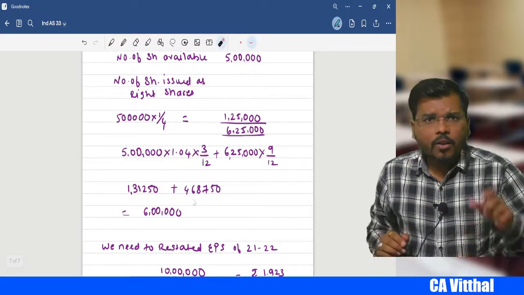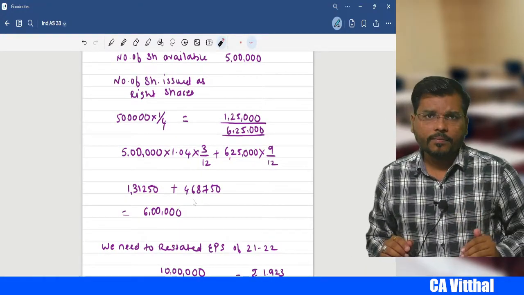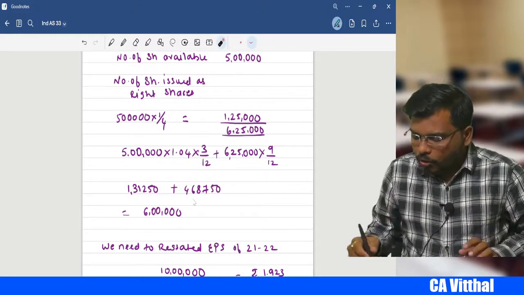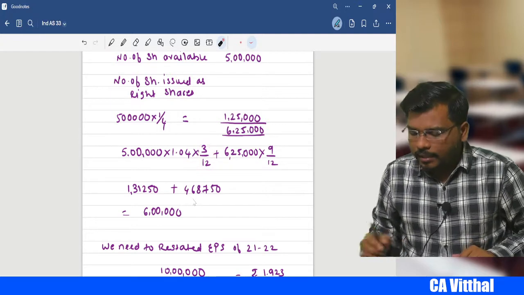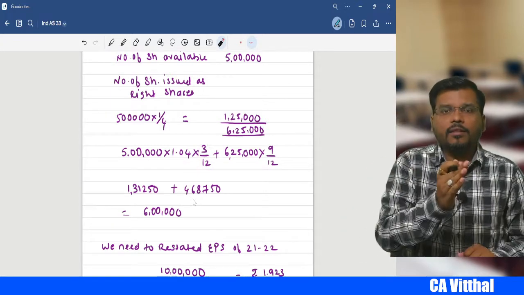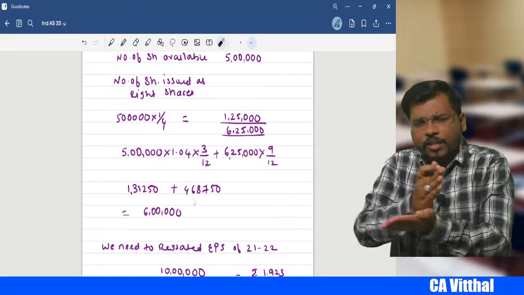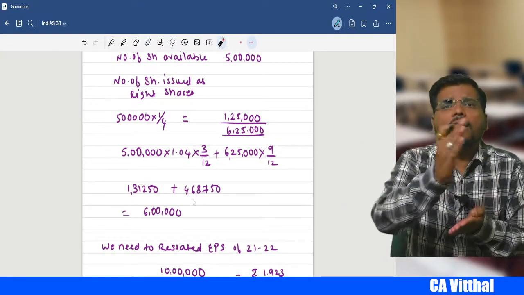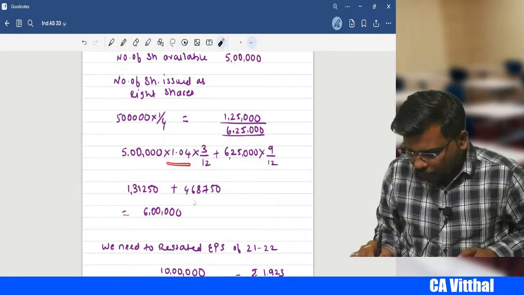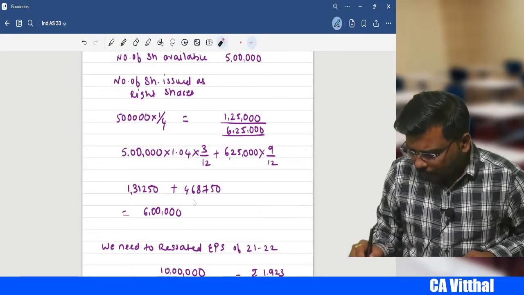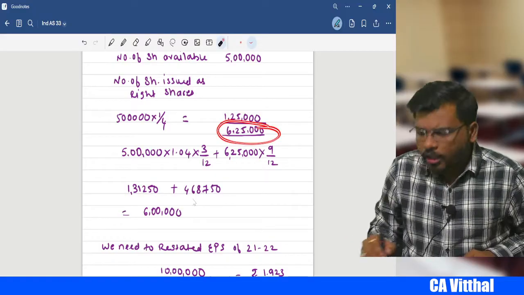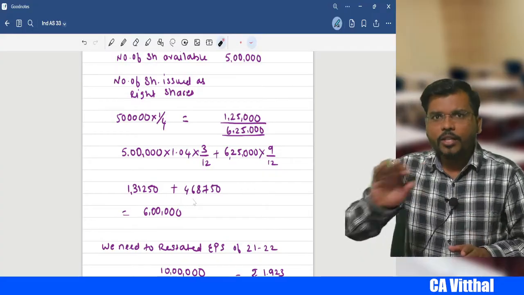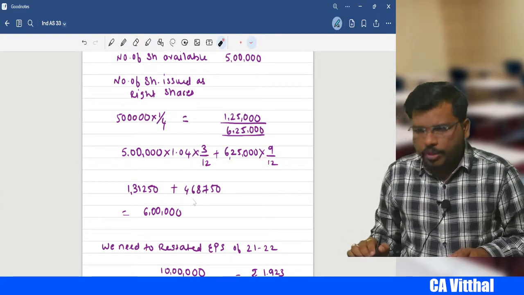How many shares were there? 5 lakh. When we issue right shares on 3-6, that means April, May and June, 3 months. So into 3 by 12 is a time factor, and before that we should apply the right factor, because after you issue the right shares, it will be normal, but before the right issue there is application of the right factor, where the right factor is 1.04. Plus, next, our total shares become 6,25,000 into 9 by 12. So after right issue, our shares become 6,25,000 into 9 by 12.